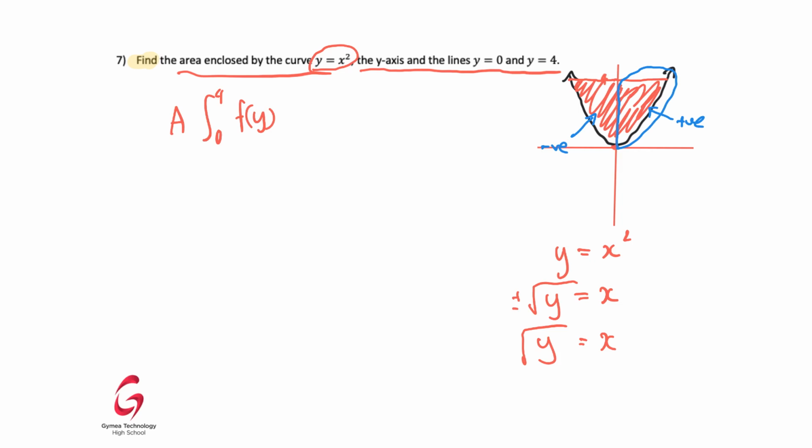Now if we're going to be integrating or doing anything with calculus, we know we're going to have to change that to a fractional index. So there's our function, x equals y to the power of a half. That's what we're going to use. But also let's remember we're doing 2 lots of it.